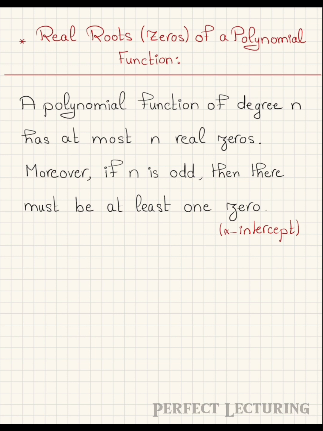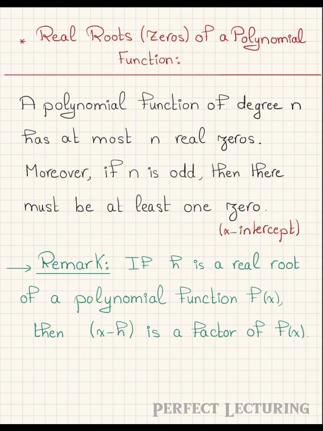Why? Because as we saw in the end behavior, if n is odd, then one of the end behaviors will be at the bottom and the other one will be at the top. Something like this. And since a polynomial function is continuous, which means there is no cut in the graph, then the graph will definitely intersect the x-axis at least in one point, which means we will have at least one zero in the case where n is odd. Moreover, if h is a real root of a polynomial function, then x minus h is a factor of this function. In other words, we can write f(x) as (x minus h) times some other factor, or it could be (x minus h) to the power of some p, where p is a positive integer.